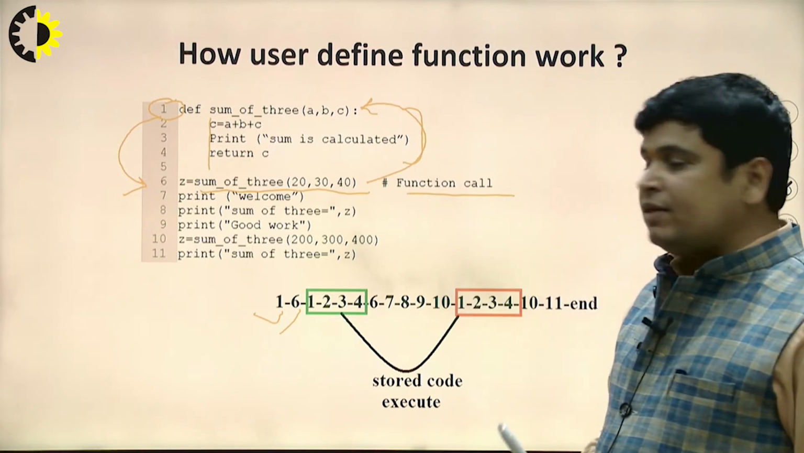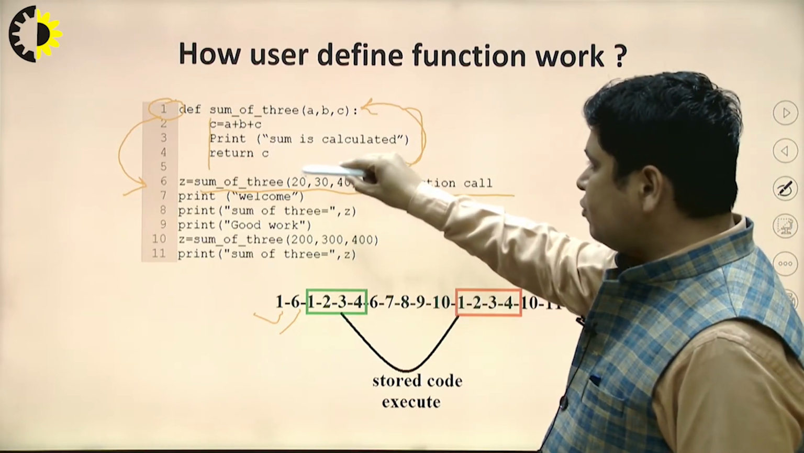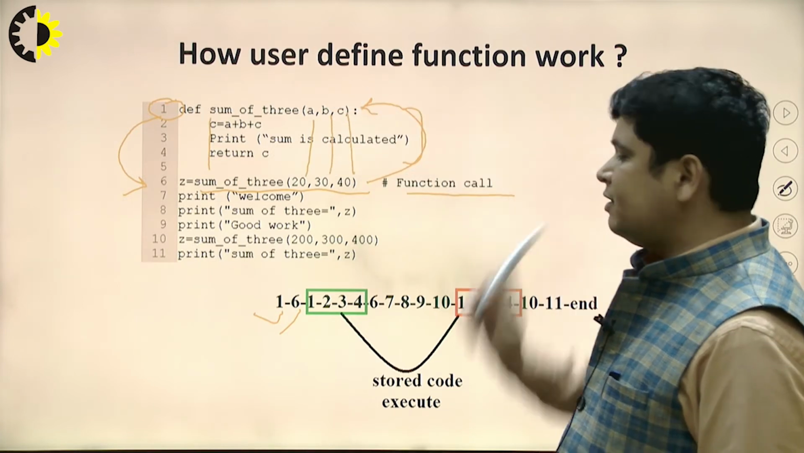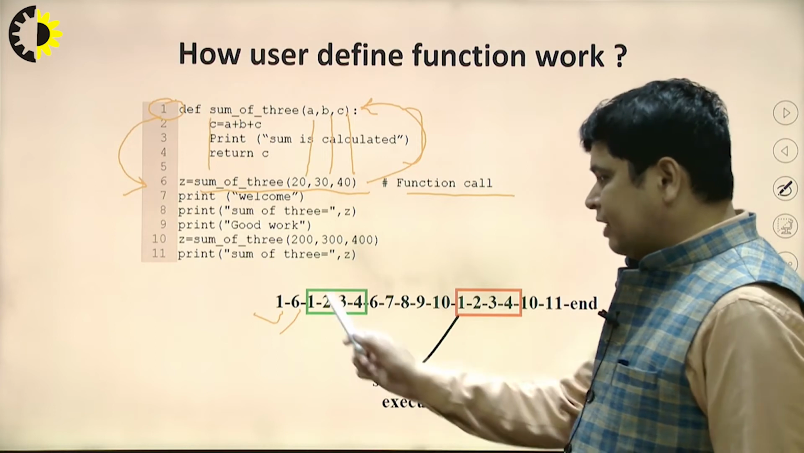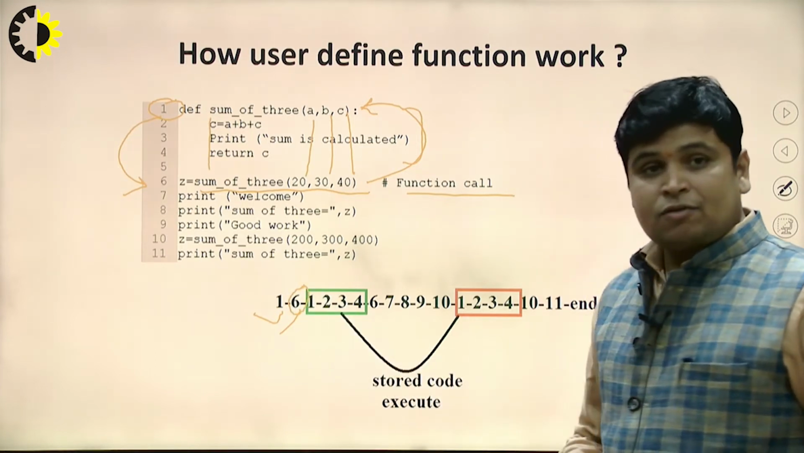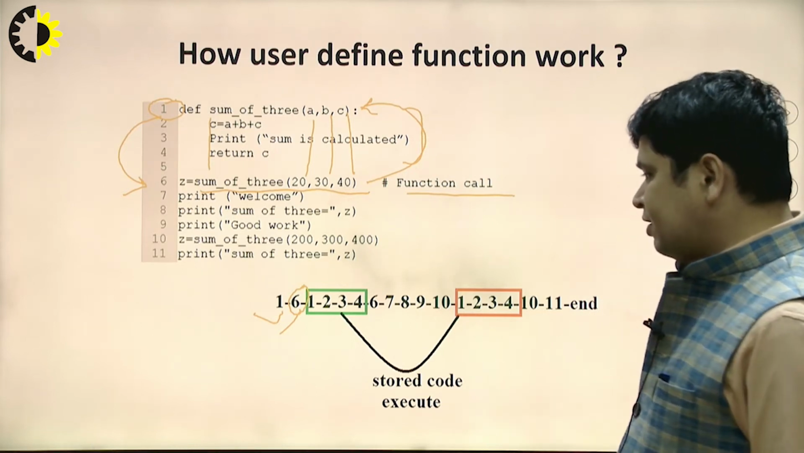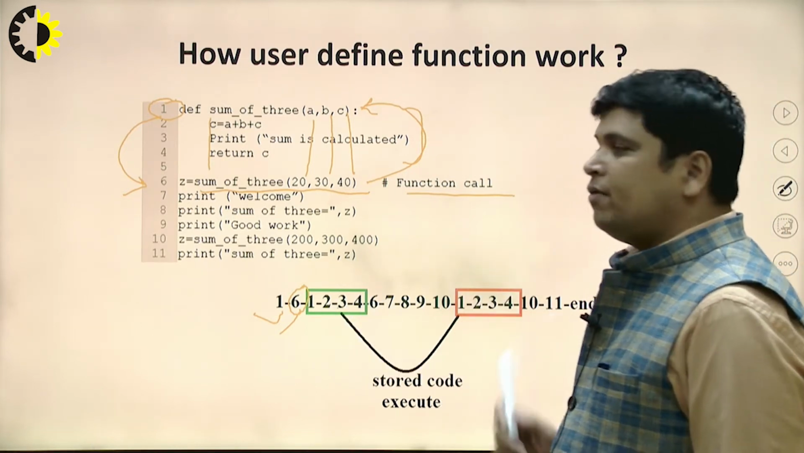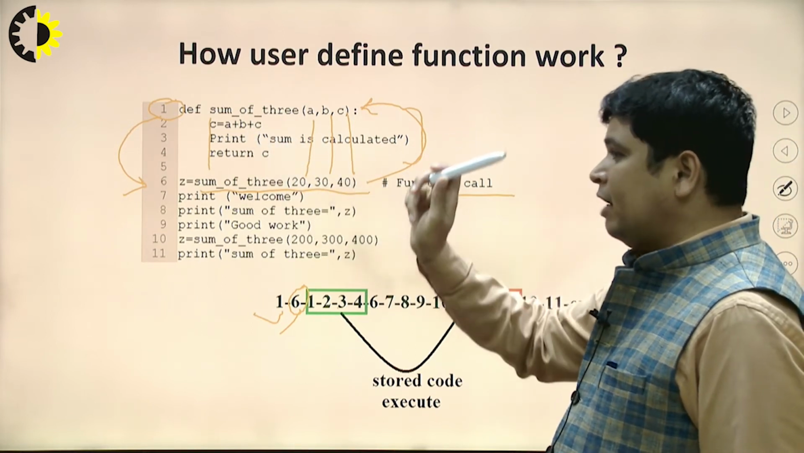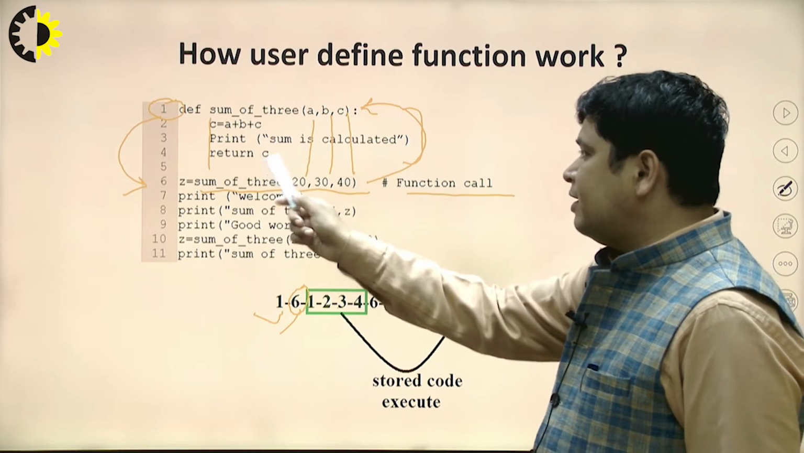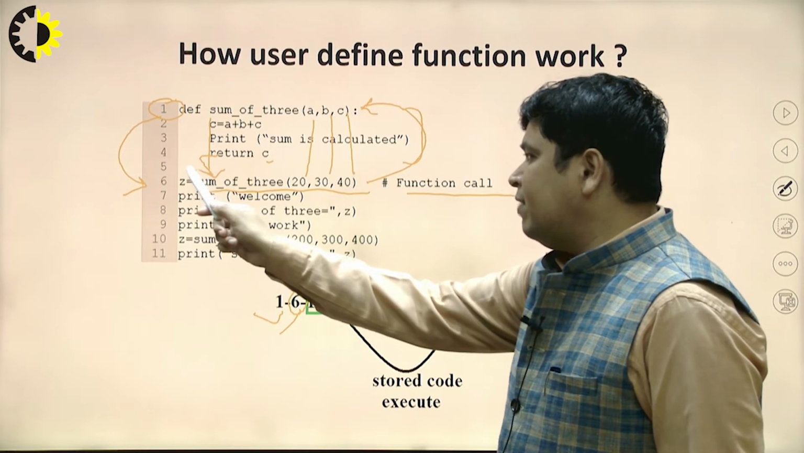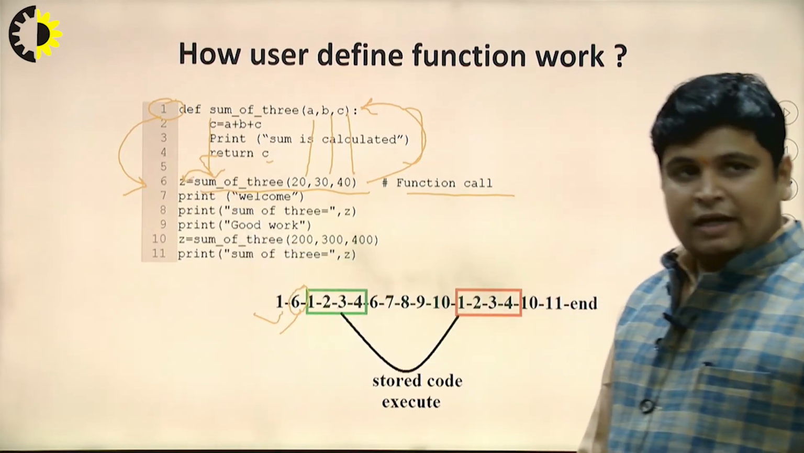the function definition, and the values of the actual parameters are copied to the formal parameters like a, b and c. At the execution of the sixth line, predefined stored code will be executed. What is the stored code? Lines 1, 2, 3 and 4. This code will be executed, the sum is calculated and printed, and the return statement returns the value to the calling statement, and that value will be stored inside z.